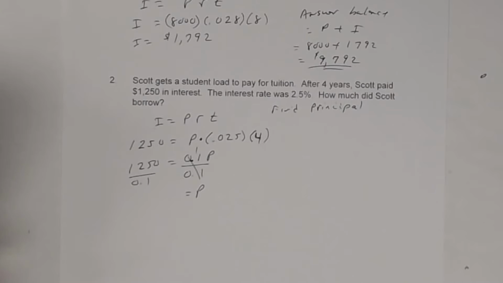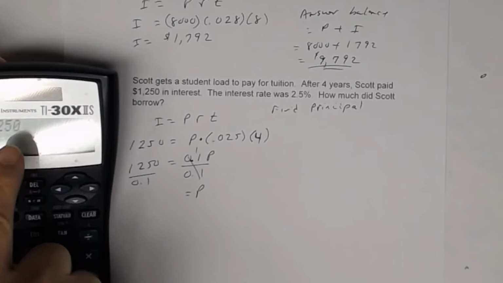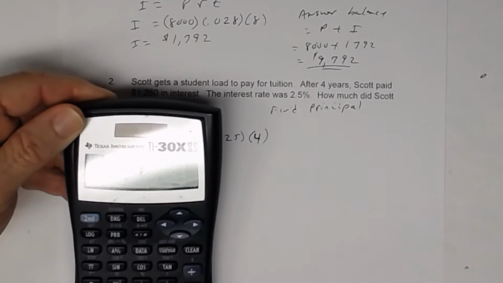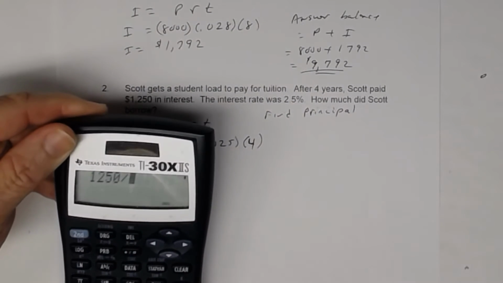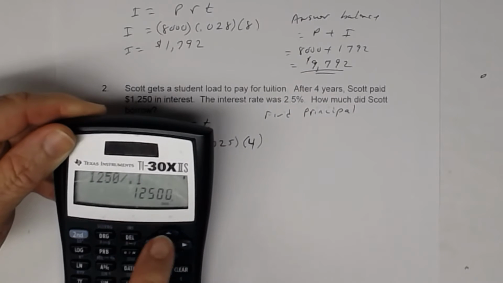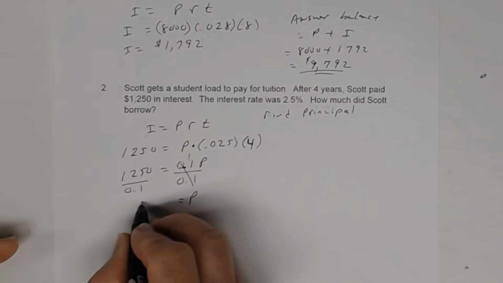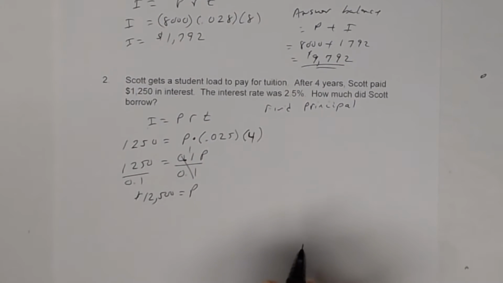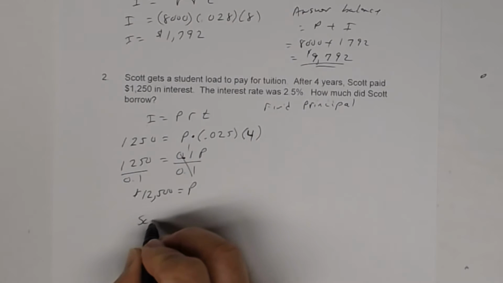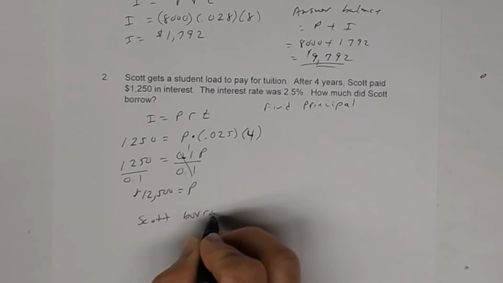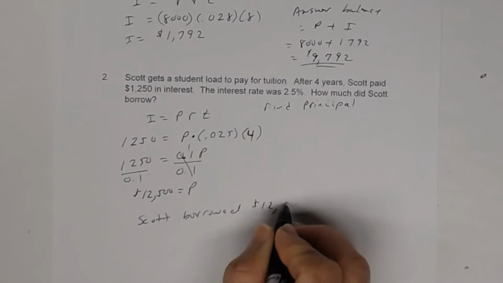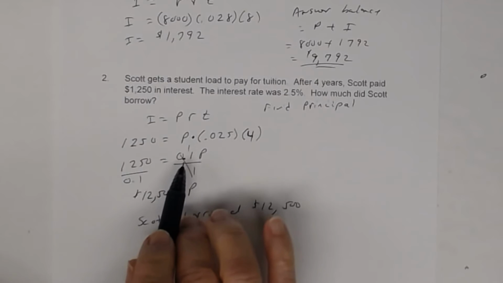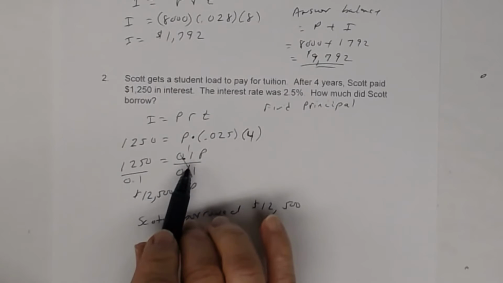The principal, so 1,250 divided by 0.1 equals $12,500. So that was the principal, $12,500. Okay, so that's how much you borrowed. So Scott borrowed $12,500.